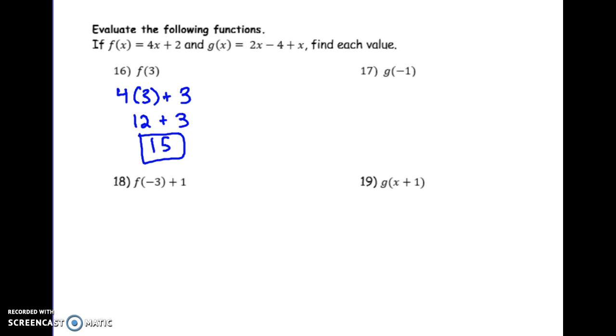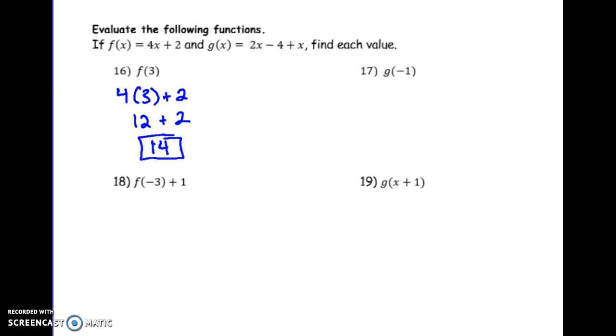If we do g of negative, except it's f of 3. Let me go back. I think I made a little mistake there. It's 4 times 3 plus 2, not 3. Silly me. Okay. Erase that. So it's 4 times 3 plus 2. All right, and 12 plus 2 is 14, not 15. Mrs. Clemick makes mistakes too.